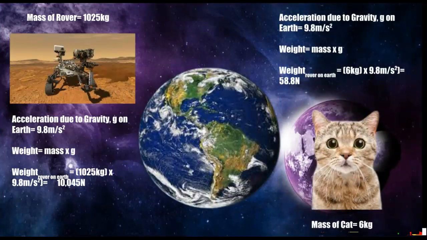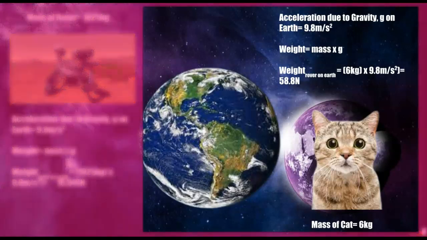Now let's think about this adorable little cat as he sits on the surface of the Earth. We're on the same planet, my location hasn't changed, so g will remain constant at 9.8 meters per second squared. To calculate the weight of the cat, I would do the same thing. Using my weight formula, the cat's weight is equal to 6 kilograms times 9.8 meters per second squared, which is equal to 58.8 newtons.